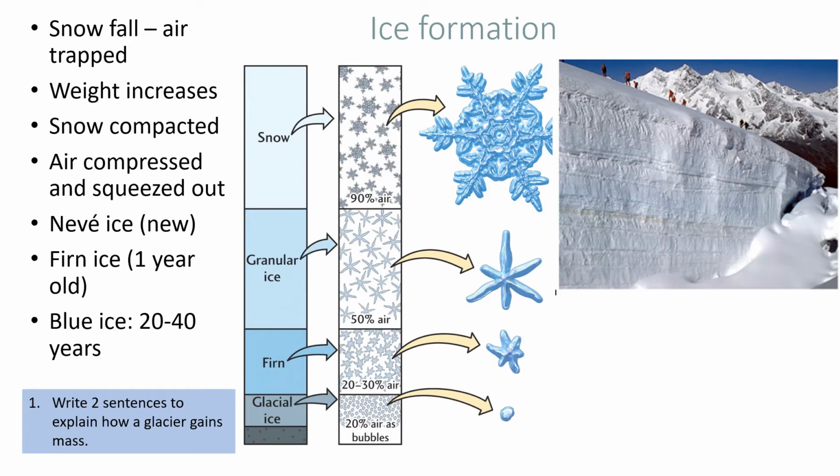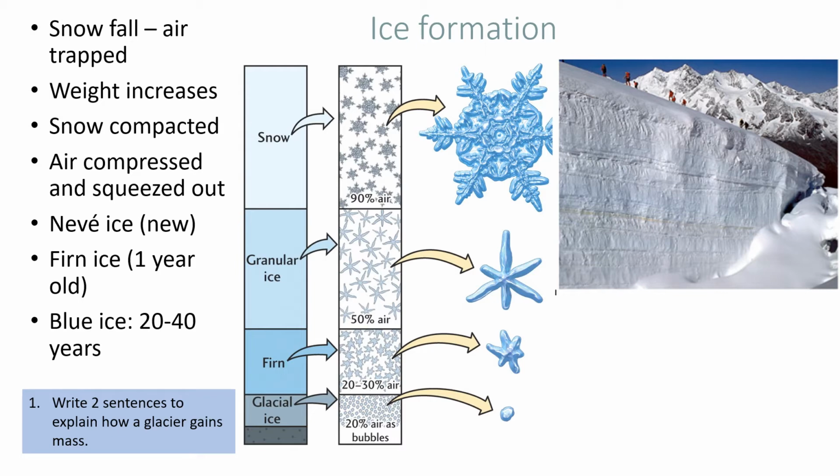Now, hopefully on the picture on the right, you can see that there's layers. Each of those layers was laid down at each winter. You can count down these layers like years in tree rings, basically. We've looked at this previously. Now, as a snowflake falls, it traps air. When snow falls, it's white in colour, and that's because it's 90% air, and there are lots of gaps in between, and it reflects light in all different directions, so it appears white to our eyes.